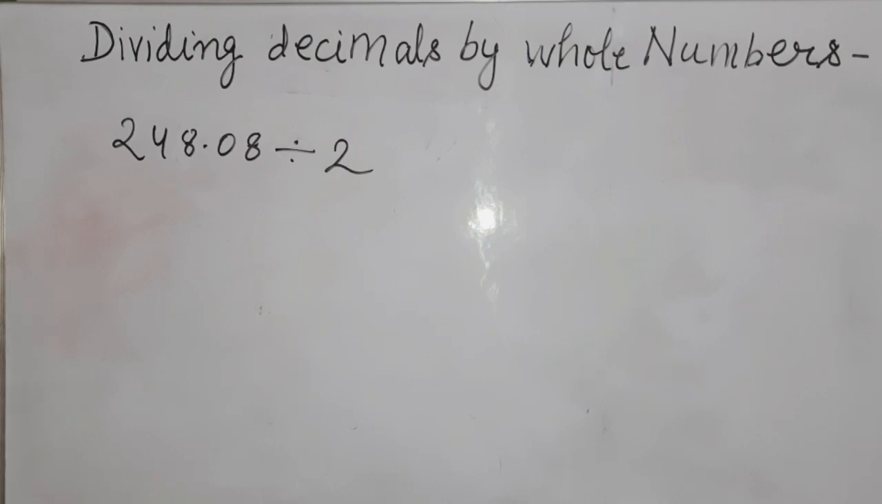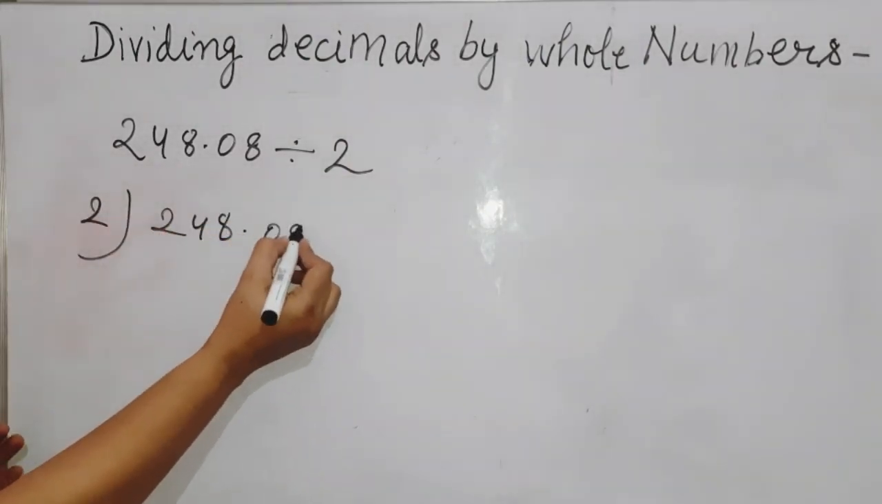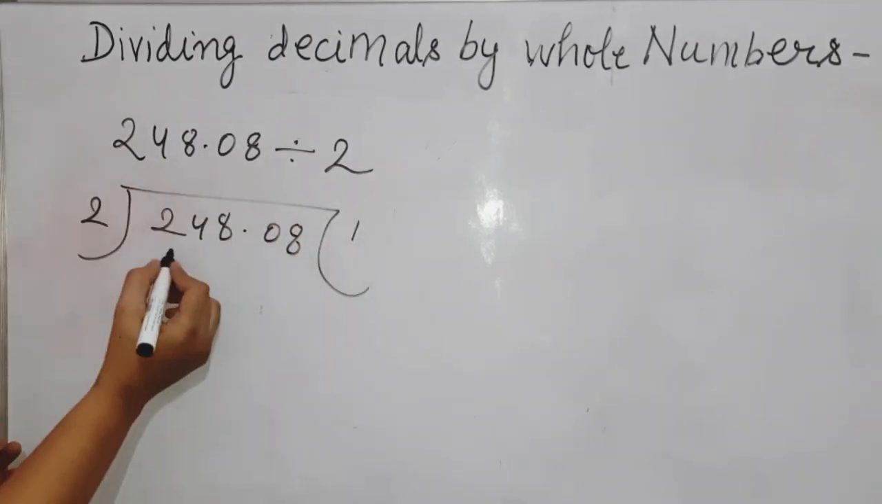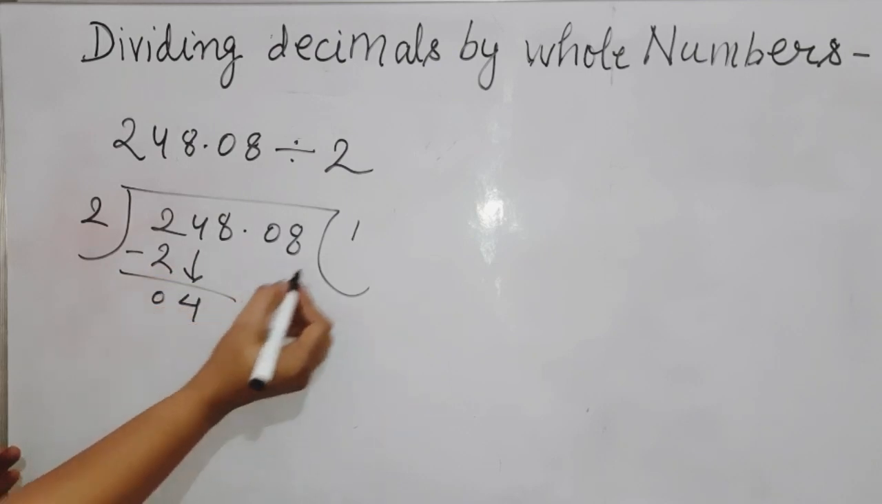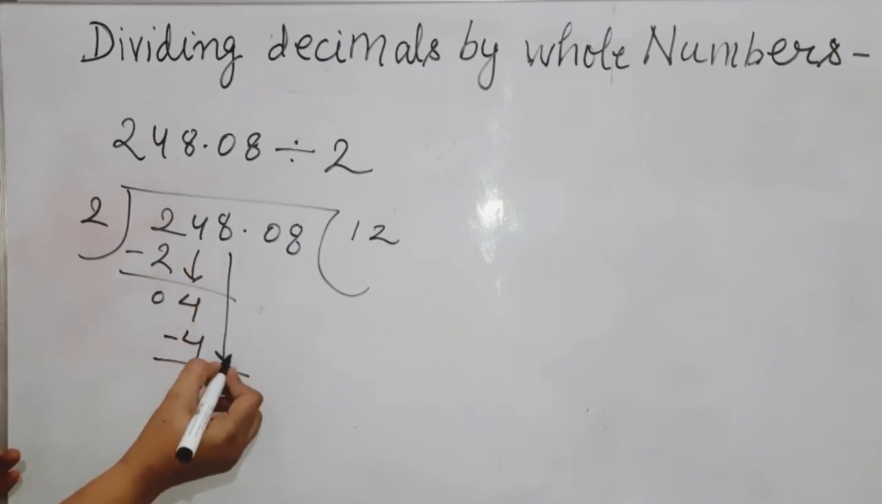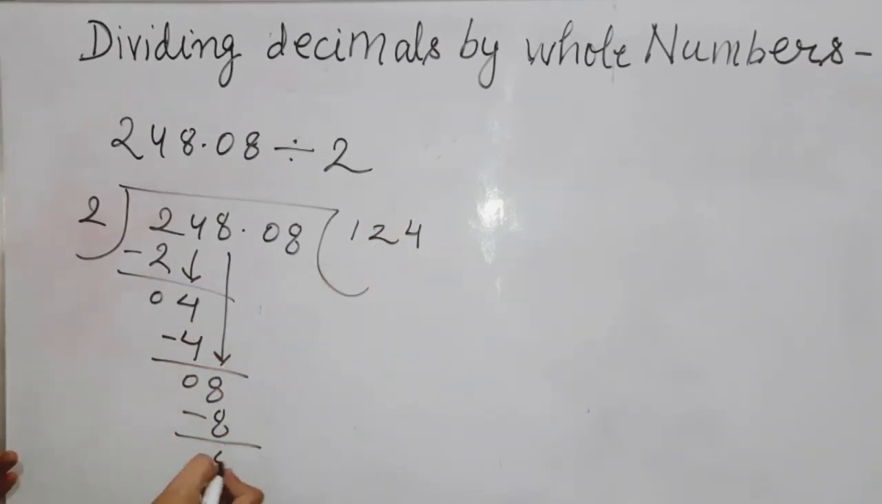We will simply follow the normal division method, that is the long division method. We will simply write the dividend and then we will start dividing. 2 ones are 2. 0 remainder, 4 will be dropped down. 2 2s are 4. Again 0 remainder, 8 will be dropped down. 2 4s are 8. Again 0 remainder.